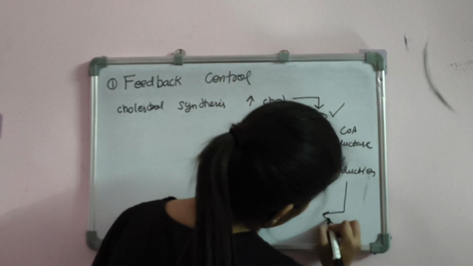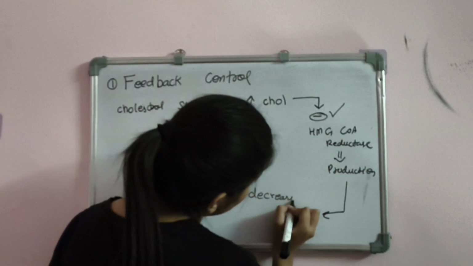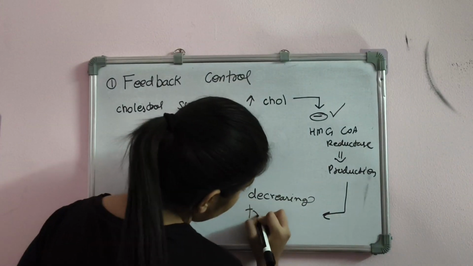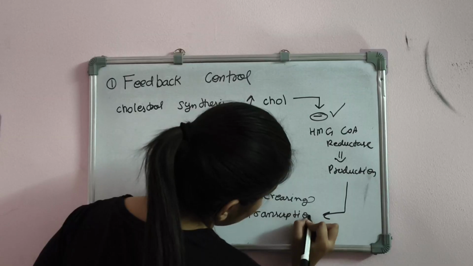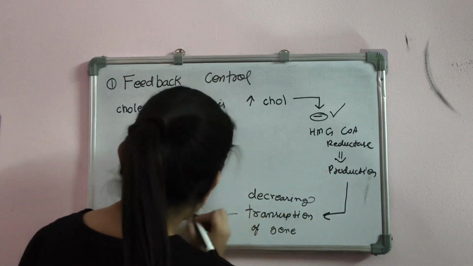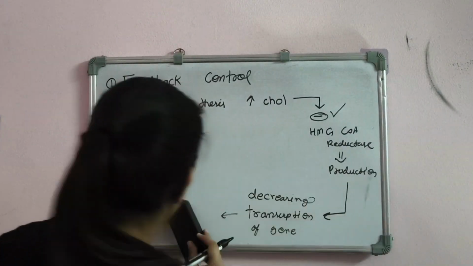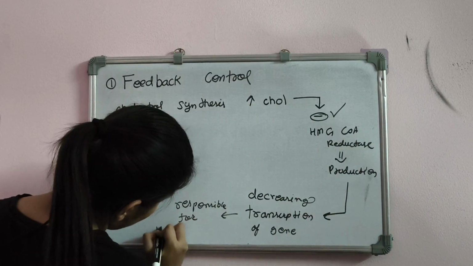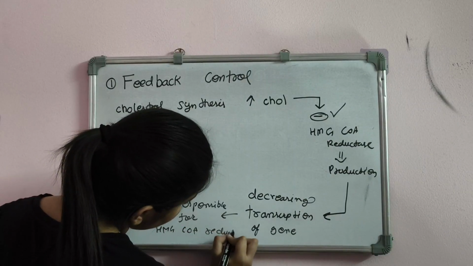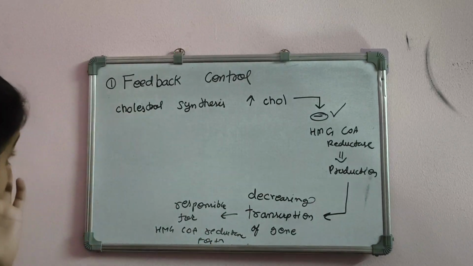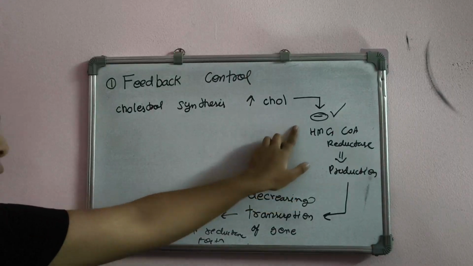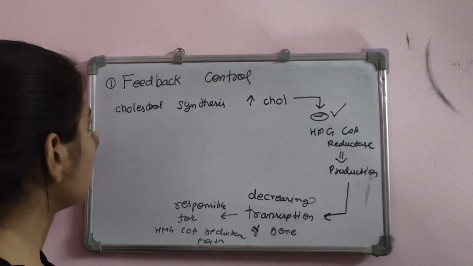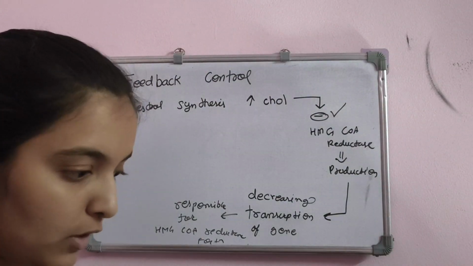So basically it occurs by decreasing transcription of the gene responsible for HMG CoA reductase formation. So basically cholesterol बढ़ गया तो HMG CoA reductase का production कम हो जाएगा. कम कैसे होगा? So basically it is by decreasing transcription of gene responsible for HMG CoA reductase formation. So this is the first thing, feedback control, by which the synthesis of cholesterol is regulated.